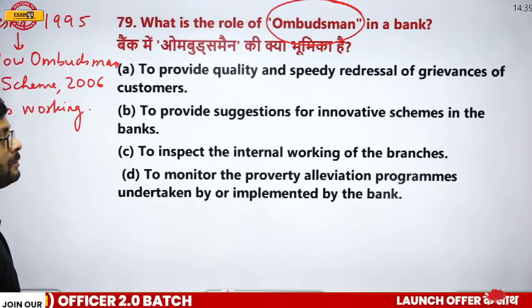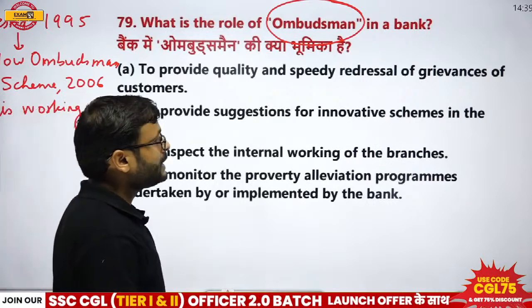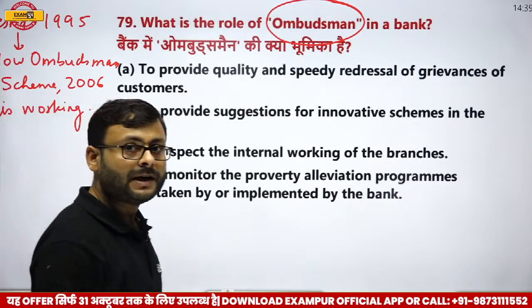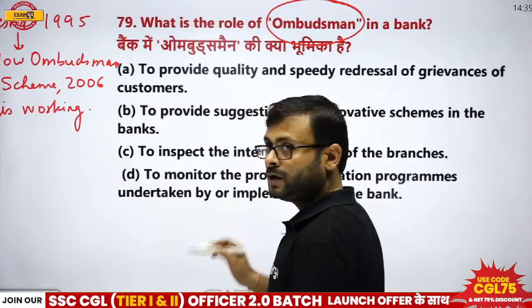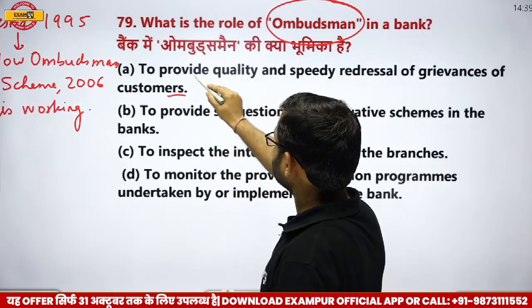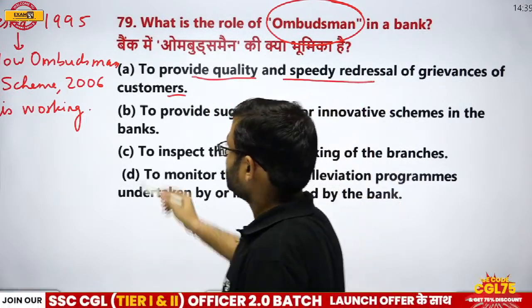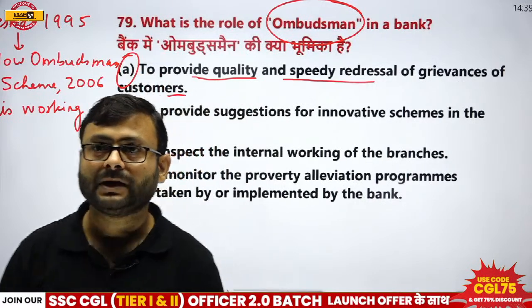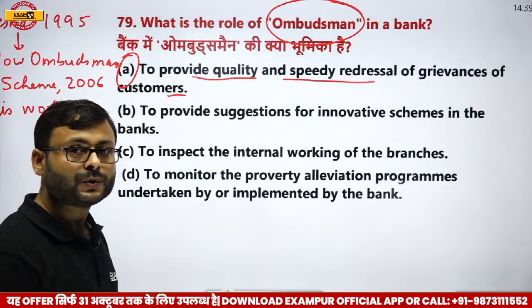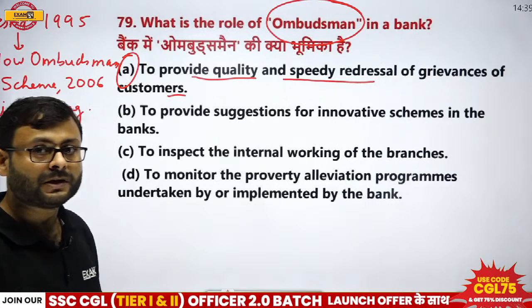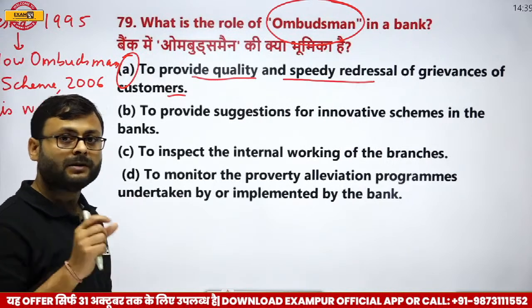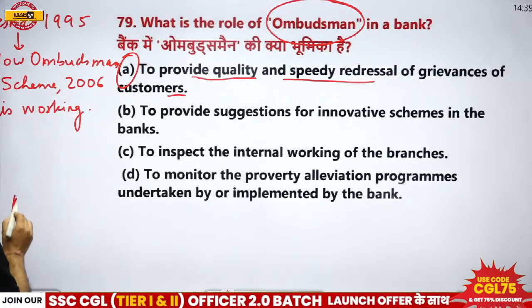The basic role of the ombudsman is to provide quality and speedy redressal of the grievances of the customers related to the banks and financial institutions. All the grievances of the customers related to banks and financial institutions are heard by the Banking Ombudsman of the Reserve Bank of India. It is also known as the banking lokpal. And you have to remember that the highest authority in the banking lokpal scheme is the Deputy Governor of the RBI.